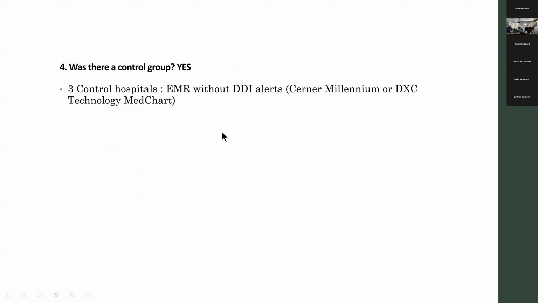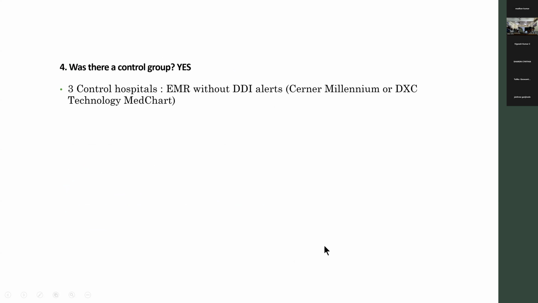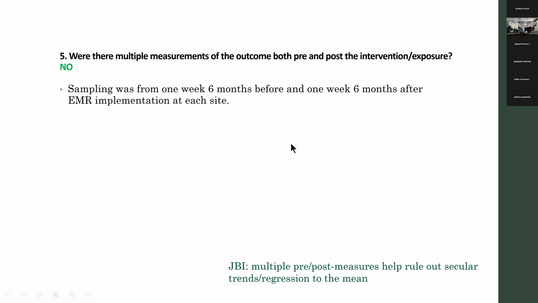The next question is, was there a control group? Yes, this study, a quasi-experimental design, had a control group. JBI looks at whether there is a control group, and if there are multiple pre-post measures, you can have better resiliency. If there is a control group, we can use it for comparison. So here in this study, there was a control group.